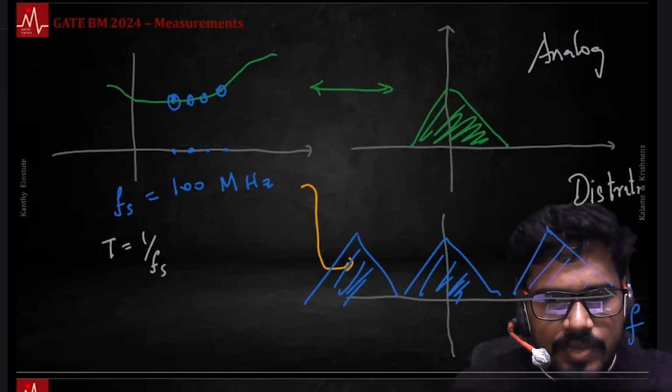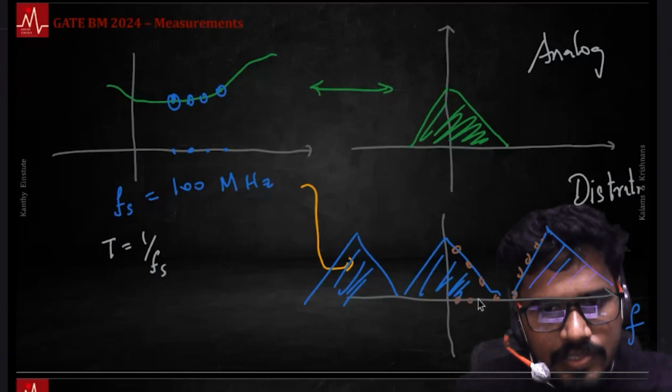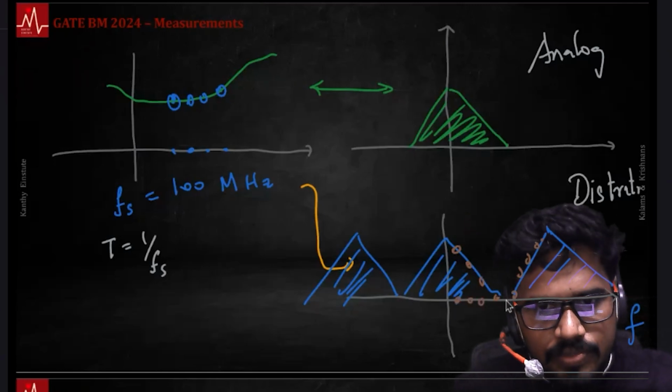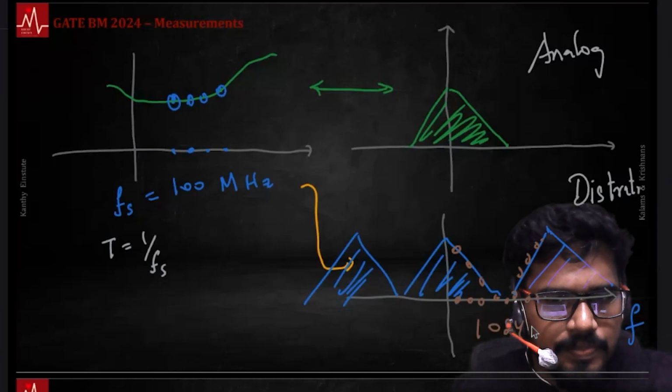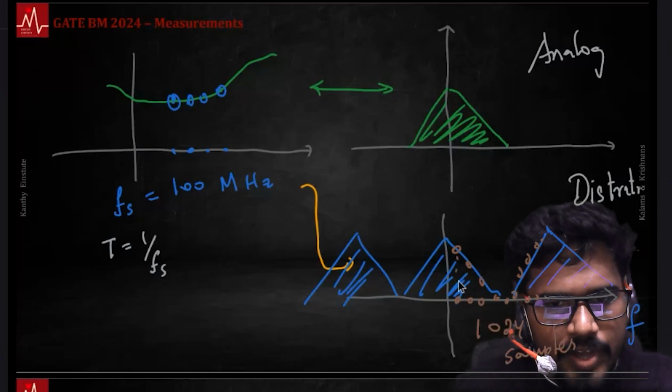Now you are sampling this Fourier transform such that there are 1024 samples in total. It's your requirement. So at each point you have a sample.